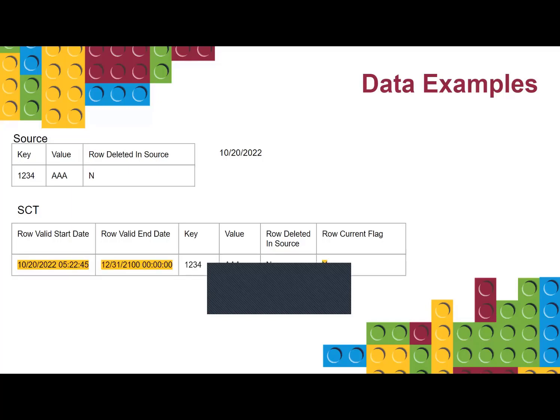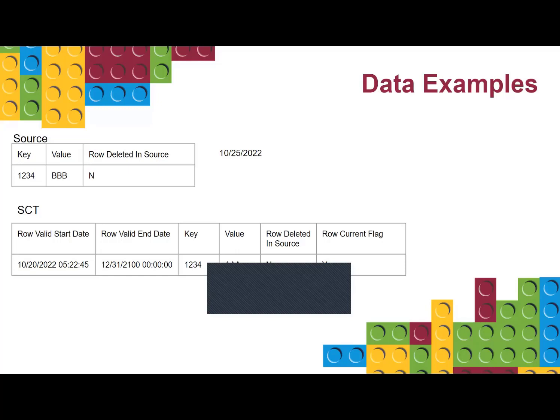The row valid start date is the date which you processed that row, which is October 20th. The end date is the end of all time, or at least my lifetime. And row current flag is equal to yes, because that is the latest and greatest data that you have from the source system. Then on the 25th, you see that the value for that key changed to BBB.